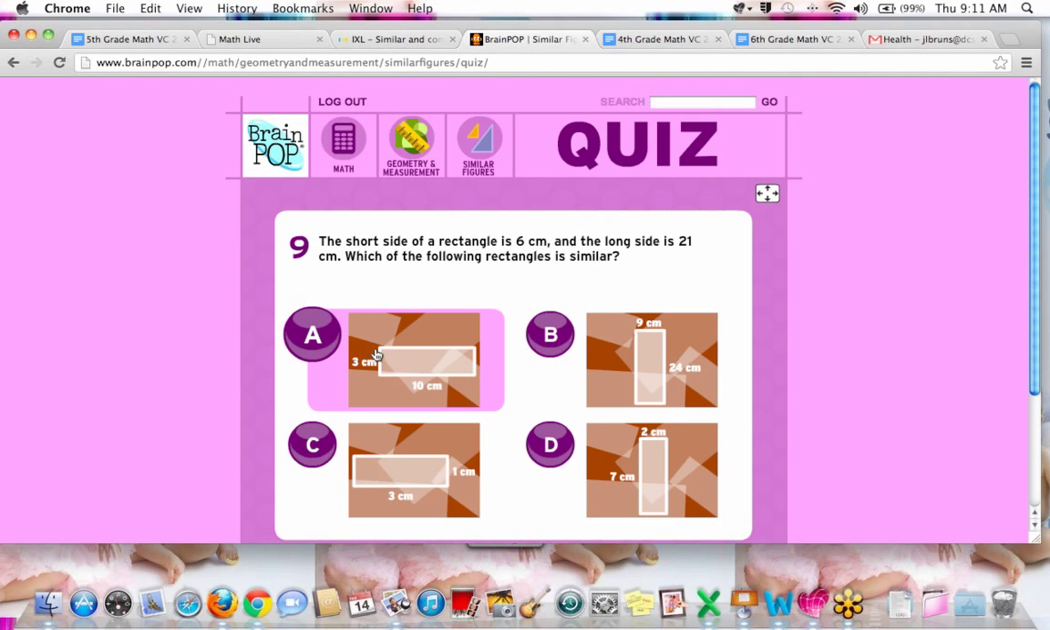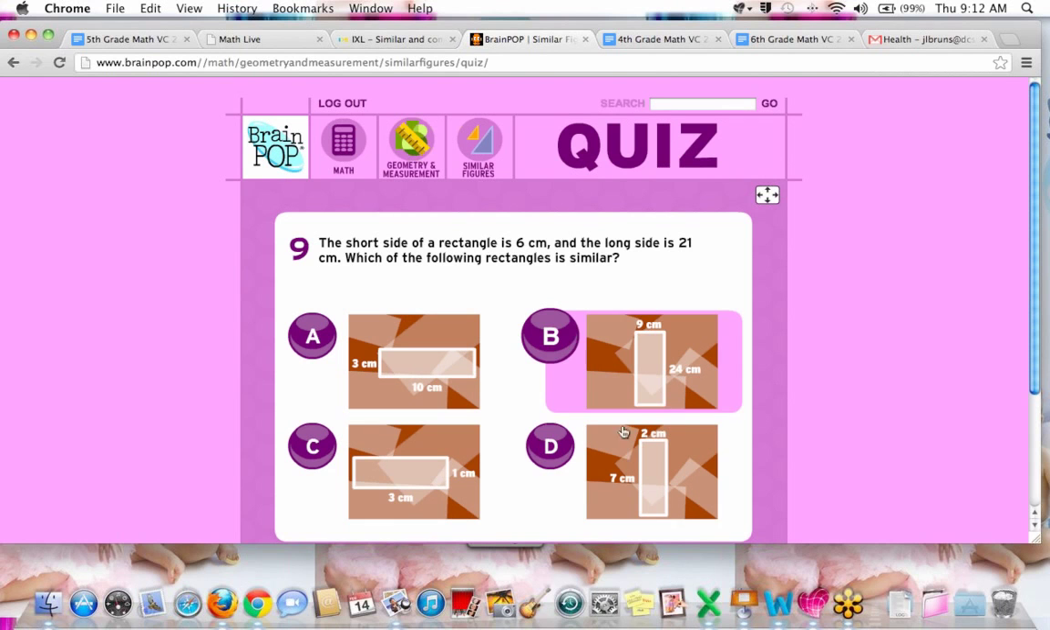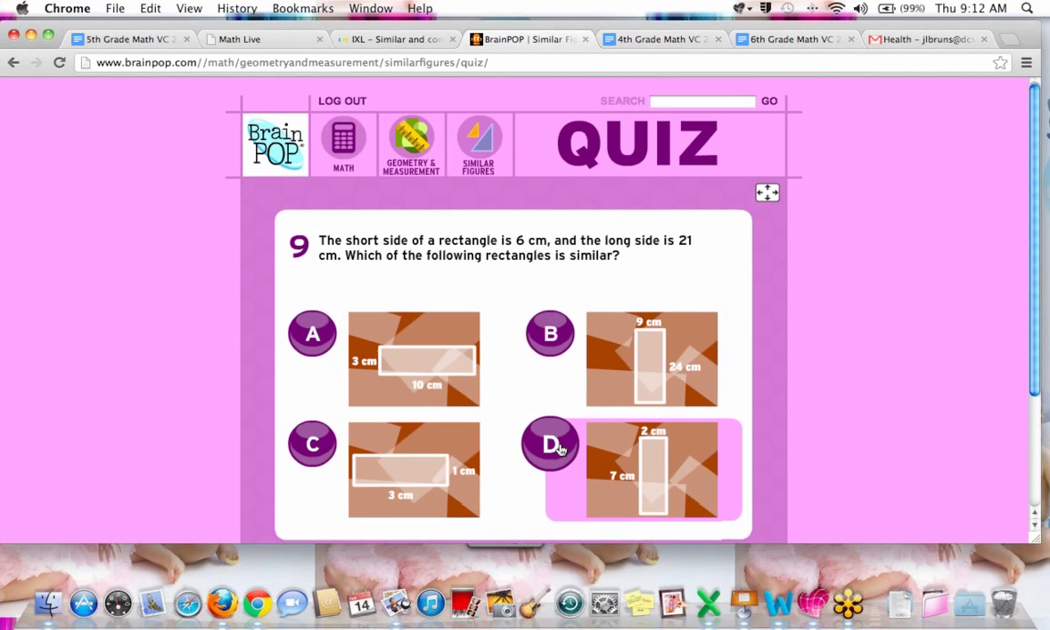Well, this one, I can't really do anything to 21 to end up with a 10, so I'm not thinking that's probably it. Ooh, I'm seeing a lot of people say D. Yes, if I divide both of these numbers by 3, I would end up with a 2 and a 7, and I think that's exactly correct.